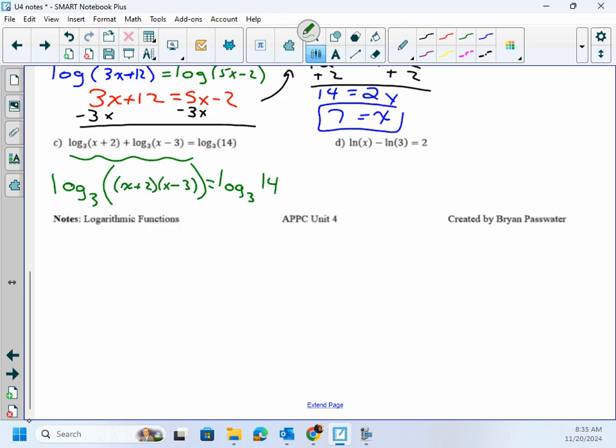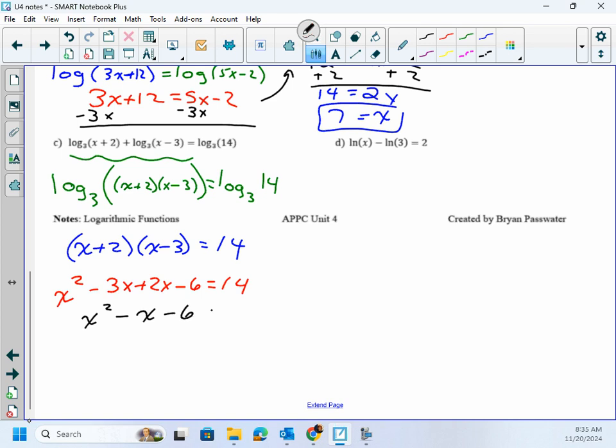Because they both have the same log base, I can get rid of the log base. So I'm going to have the quantity x plus 2 times the quantity x minus 3 equals 14. You have to FOIL, ladies and gentlemen. You're foiling x squared minus 3x plus 2x minus 6 equals 14, or x squared minus x minus 6 equals 14. It has to equal 0 for me to be able to do anything with it.